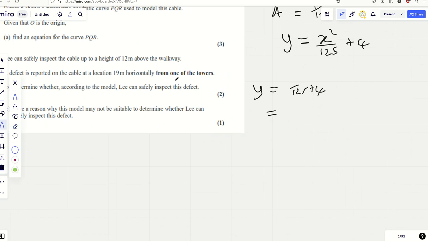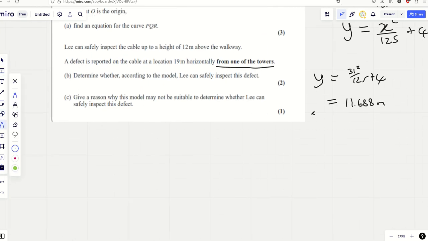Don't rush these things. If they put something in bold as well, they're saying, alert, alert, this will catch out most people. Okay, 31 squared is 961, divided by 125, plus 4. Okay, I'm now getting 11.688 meters. Yeah. Okay, so, yeah. Get up there, Lee.